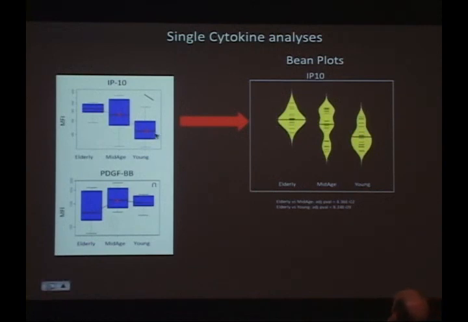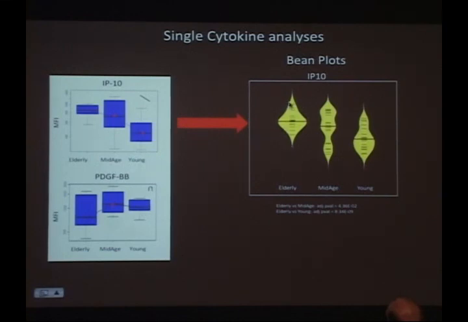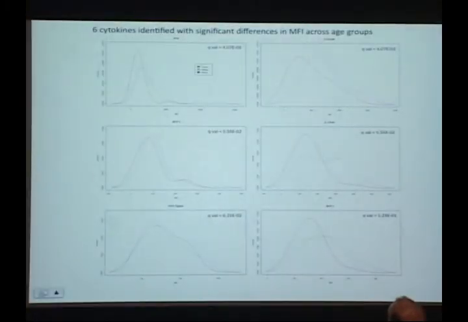Instead of typical box plots, you can also do bean plots, where you can look at the distributions of, say, in elderly, men and women. So you can have the distribution of both groups. In addition to just the box plot, you don't get this information of the distributions; in bean plots you can. We did estimate the cytokine expression range in normal healthy individuals. That's what you see here. These are mostly density plots.